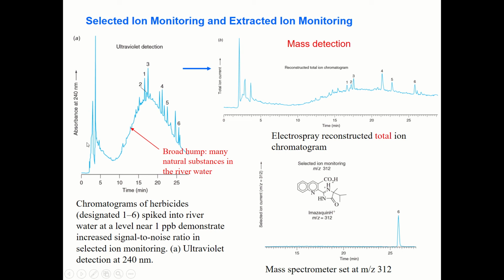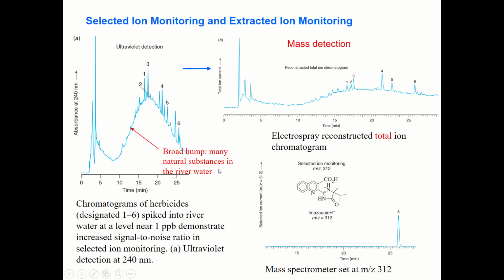Okay, this figure A is the chromatogram from LC, using UV, ultraviolet detection. Here you see there are many peaks, maybe 1, 2, 3. There are at least 6 peaks, with a very large background. This is a broad hump.